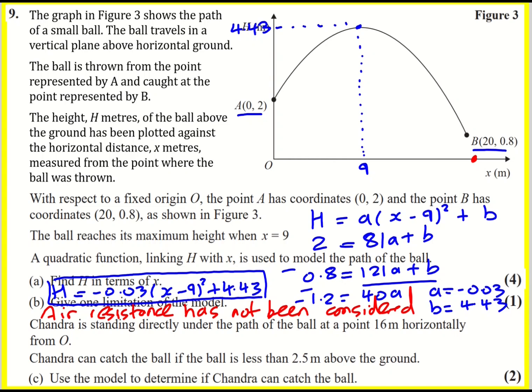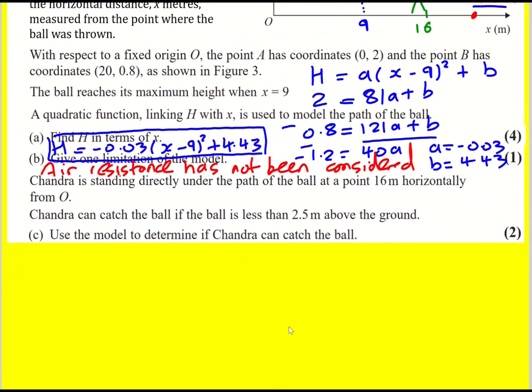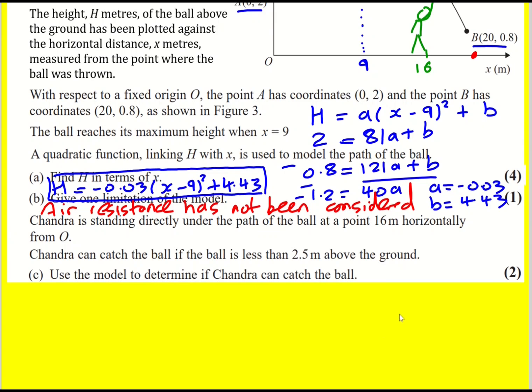In the last part, we're told that Chandra is standing directly under the path of the ball at a point 16 meters horizontally. So let me put them here. And Chandra can catch the ball if the ball is less than 2.5 meters above the ground. Okay, they've got quite a long arm here. But yeah, maybe they can catch the ball if it goes there, if it's less than 2.5 meters. Use the model to determine if Chandra can catch the ball. So let's work out the height of the ball when x is 16, and we'll compare it with 2.5.